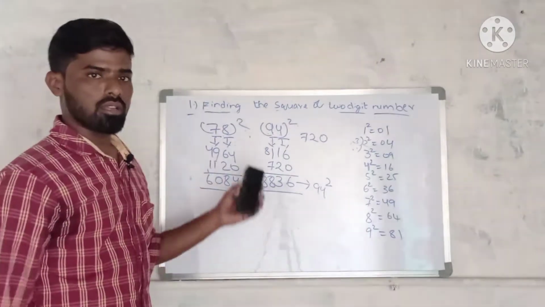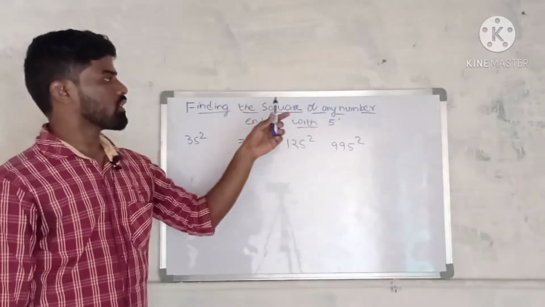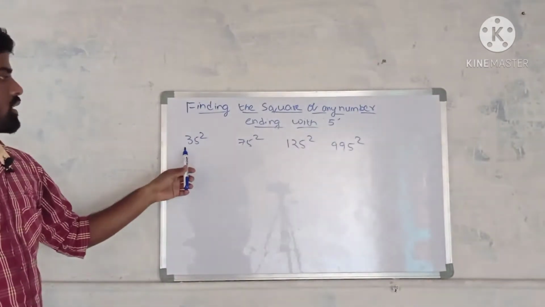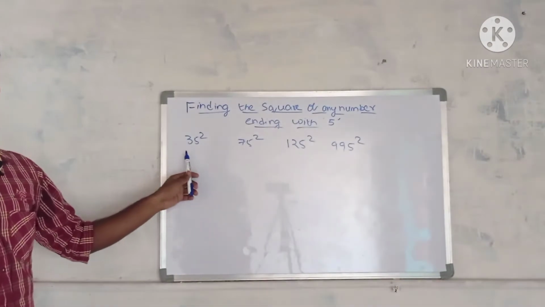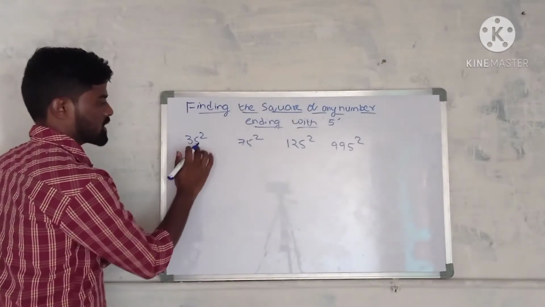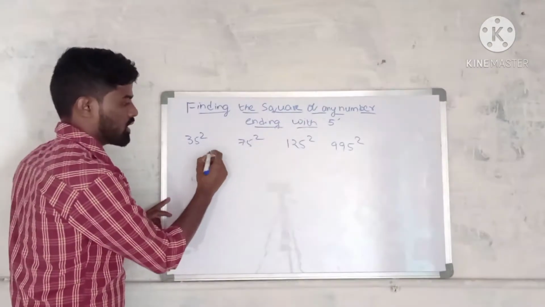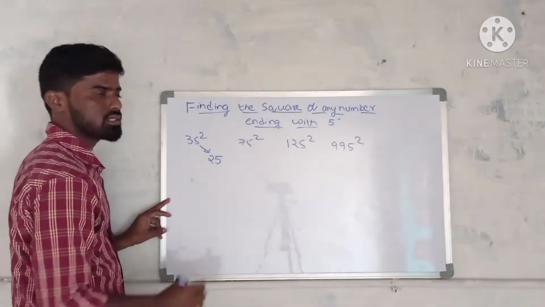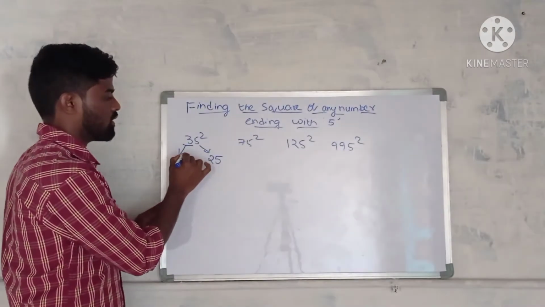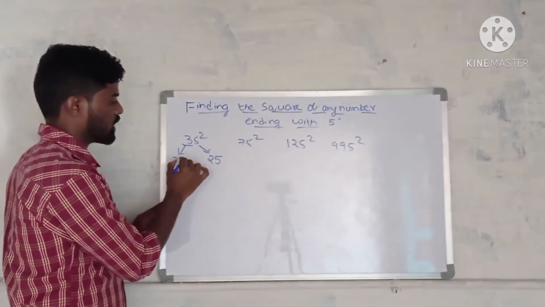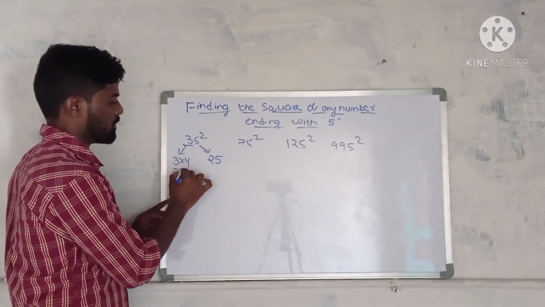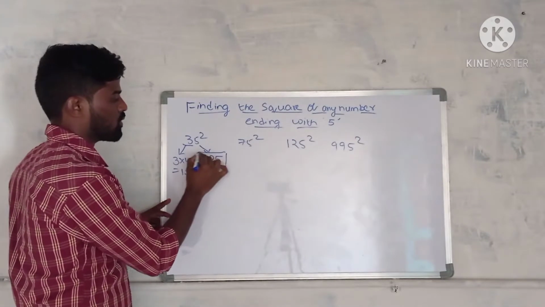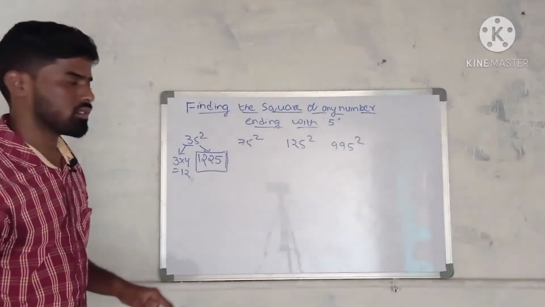Let's move on to topic number 2. Let's see how to find the square of any number ending with 5. Here there is 35 square. We have to find the square of this number. First write 5 square at the end of the number, 25. Next multiply 3 with the following number, that is 4. 3 into 4 will become 12. Keep 12 here. The answer is 1225.